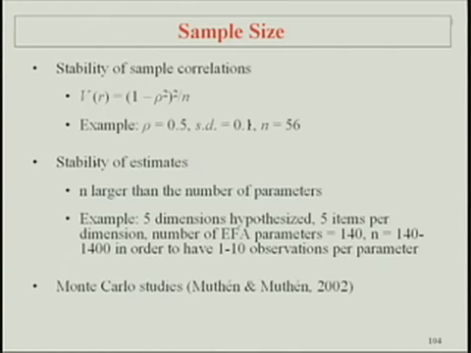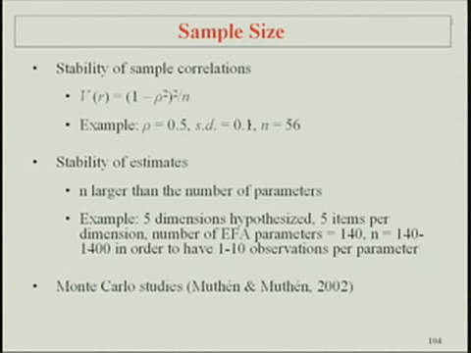The stability of your sample correlations, or the data that you're going to be using to estimate your model. And in this first, to have a correlation of 0.5 with a standard deviation of 0.1, you only need 56 observations, and you can go through the formula, which isn't very many. But what about stability of parameter estimates? That's really important, maybe more important.